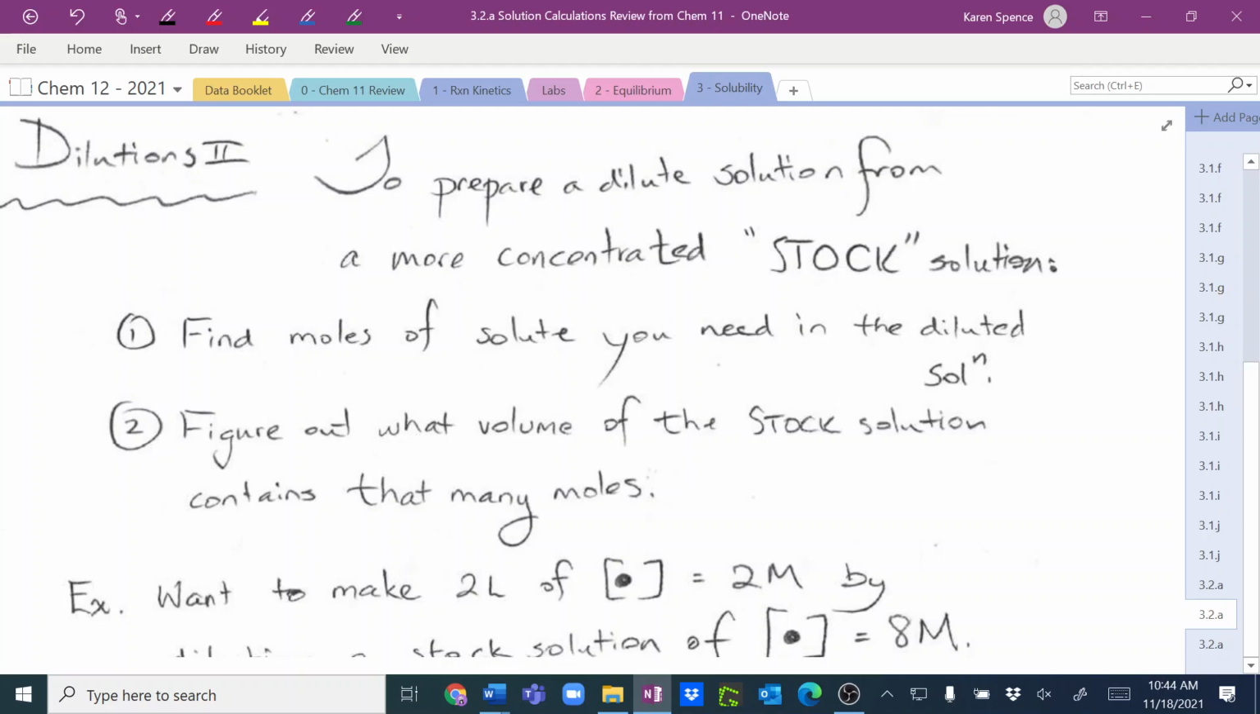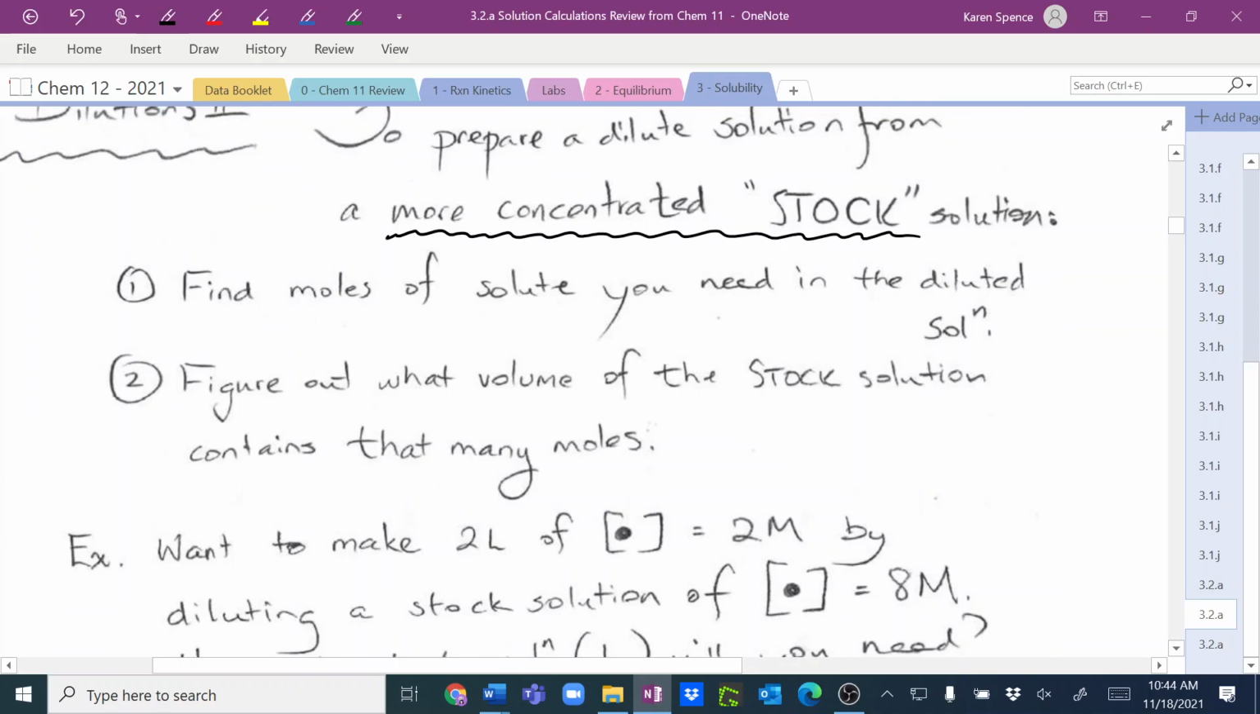You're preparing a diluted solution from a more concentrated stock solution. So you're going to find the moles that you need. How much do I need in my diluted solution? And then, once you know the moles that you need, you can figure out the volume of the stock solution, and this is going to involve a unit conversion. This is just a unit conversion.